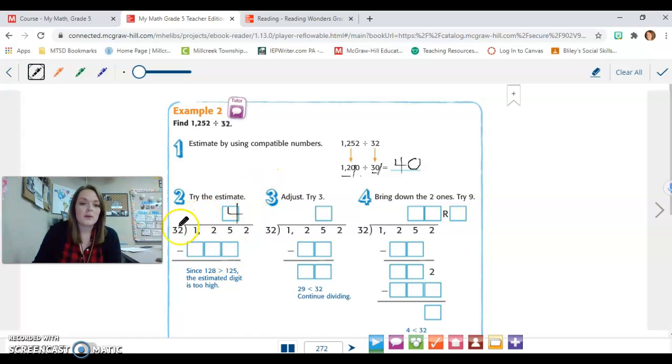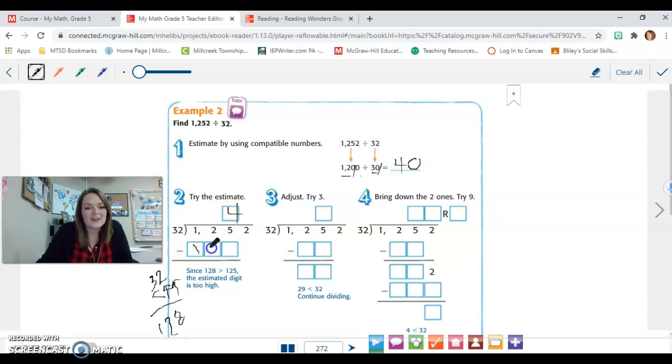Okay, so 4 times 32. Wow. Might have to do this on the side. 32 times 4. 4 times 2 is 8. 4 times 3 is 12. So we have 128. Uh-oh. Is 128 bigger than 125? Yeah, so that doesn't work.